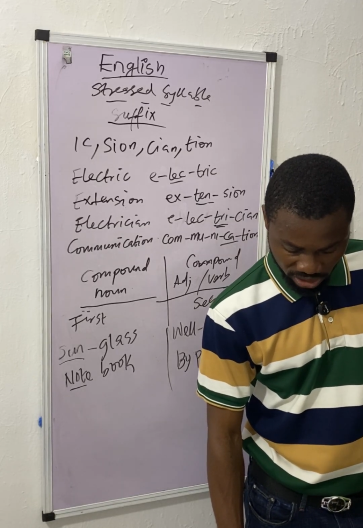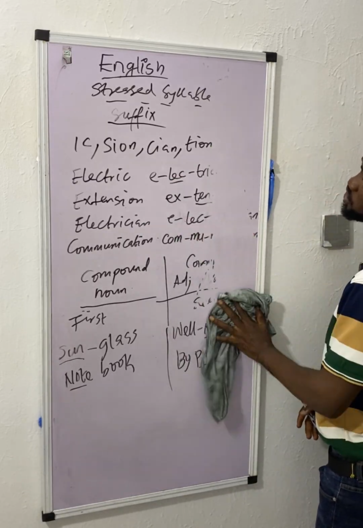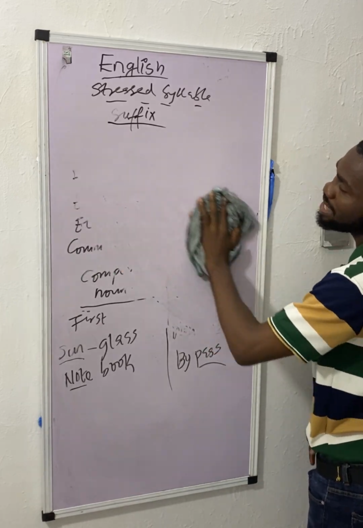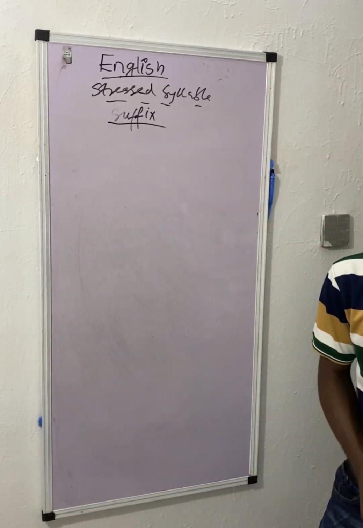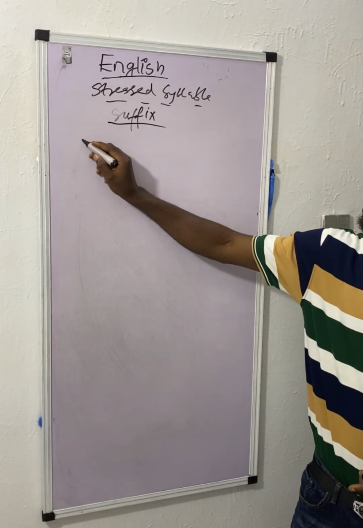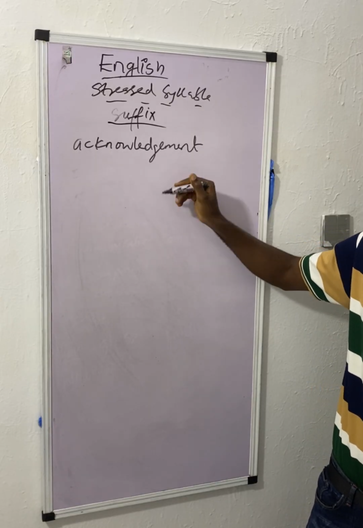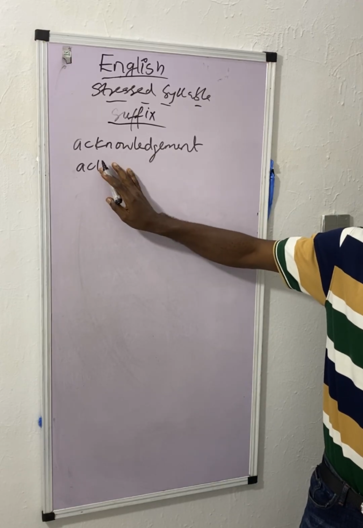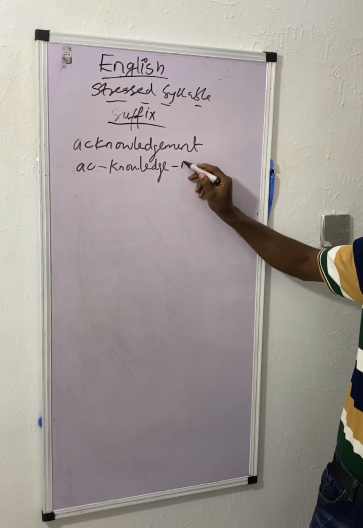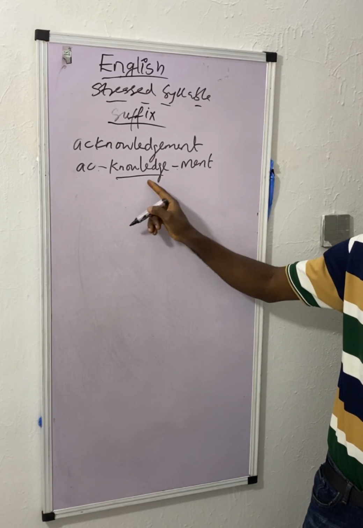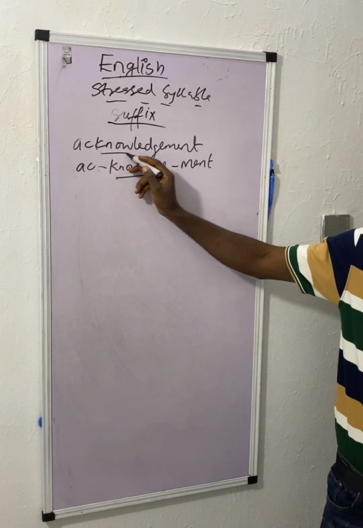Then the next rule is merged words. Any merged word stresses the parent word. For example, we have acknowledgement: acknowledge, knowledgement. The parent word in this acknowledgement is knowledge. Knowledge is the parent word, the only word that can stand on its own here. So the stress should be expected on this knowledge.